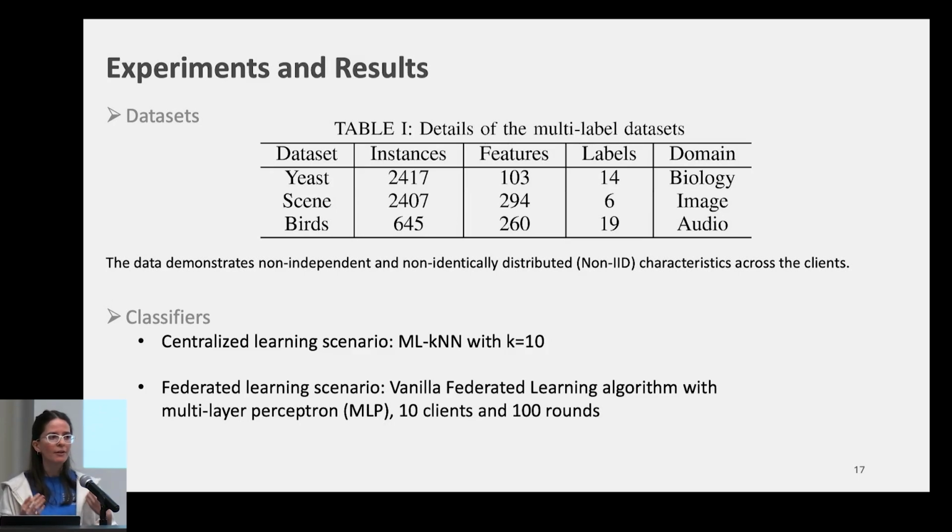In that scenario, at first we select informative features and reduce the size of the data, and then we send them to the cloud or edge server for further processing. So in this scenario, I use the multi-label k-nearest neighbor classifier, which is the most popular classifier in the multi-label papers in the literature, with k equal to 10. And for the second scenario, the federated learning scenario, we select informative features in a federated manner and also train the learning model in a federated manner. So here I use the vanilla federated learning algorithm with 10 clients and 100 rounds.